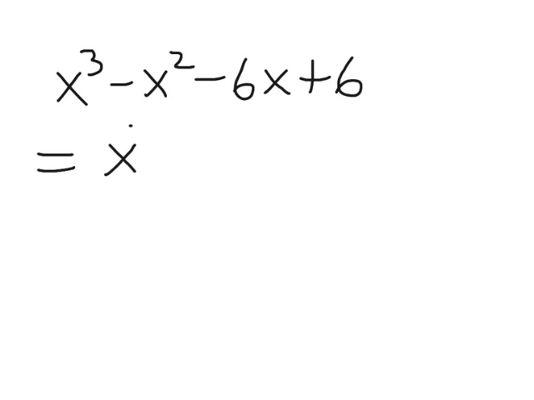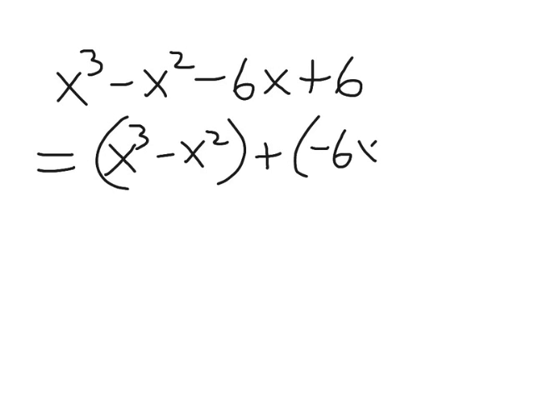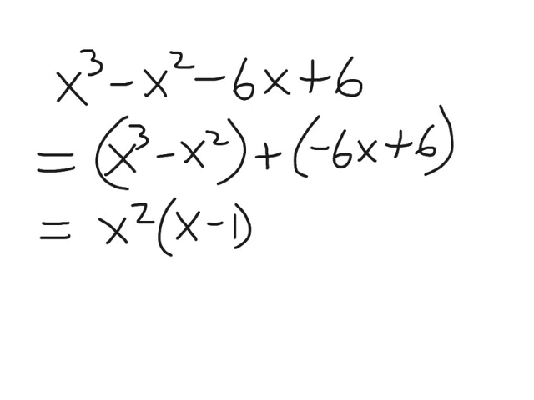So I'm going to write down x cubed minus x squared, and then I always put a plus here, minus 6x plus 6. And I look for my common factor. In the first group, my common factor is x squared. I think that's what we had last time too. That's just a coincidence. x minus 1.